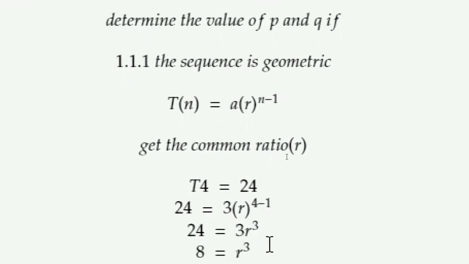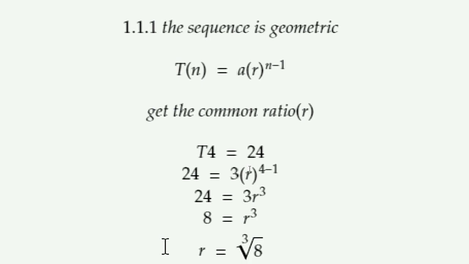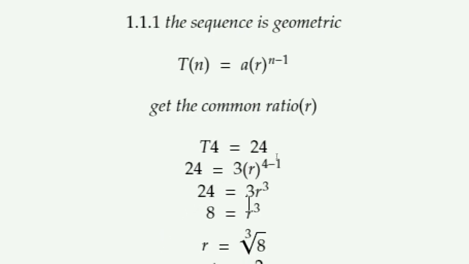If we use T4, which is equal to 24, then T of n, 24, is equal to A. We did say that A is equal to 3. We do not know R. Then n is equal to 4 because this is term number 4. So it's 4 minus 1. Okay, we carry on. Then 24 is equal to 3R, and 4 minus 1 is equal to 3.